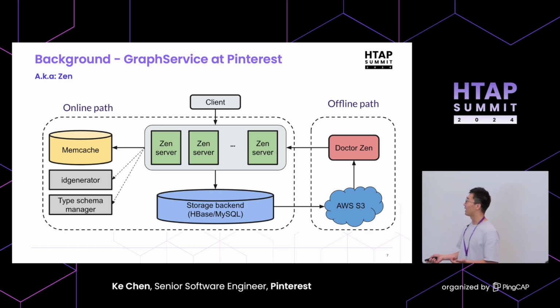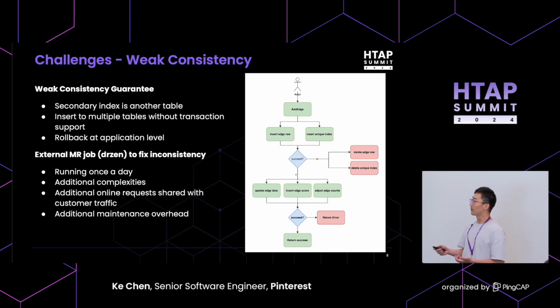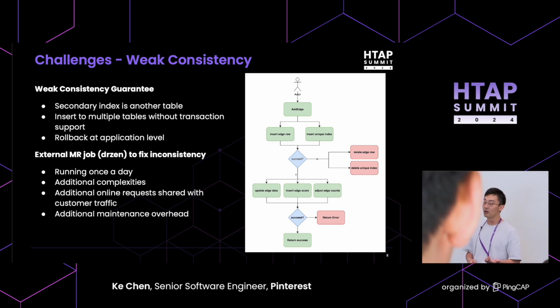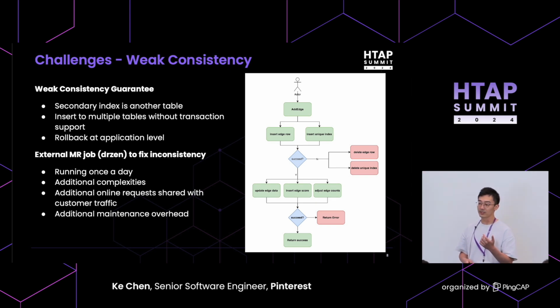and that leads us to the first challenge we are going to talk about. It's weak consistency support in Zen. The reason Zen has weak consistency support is because we maintain the secondary index at the application level. So essentially, a secondary index is another table, either in HBase or MySQL. For example, we have some source tables, we call them node and edge. And there is another unique index table. There's another non-unique index table.